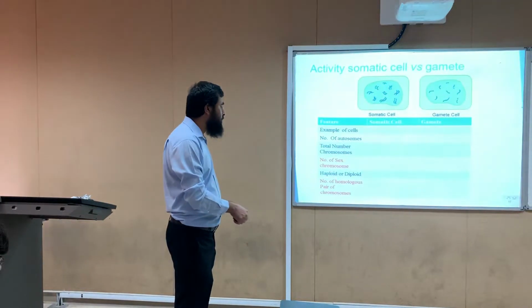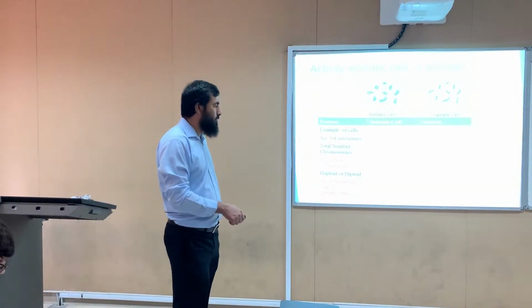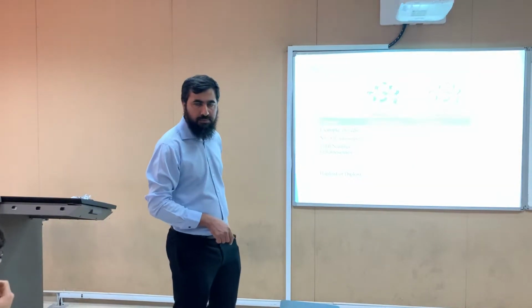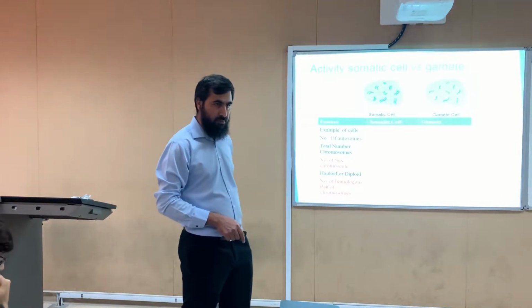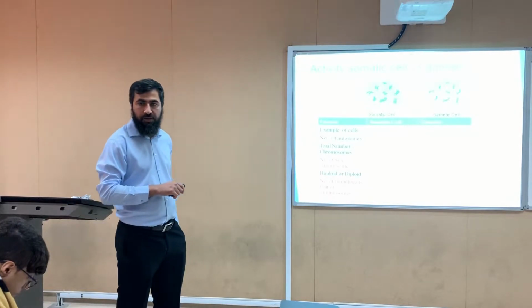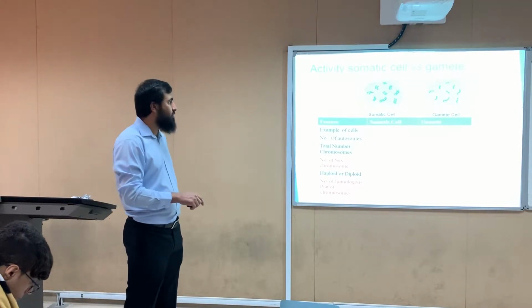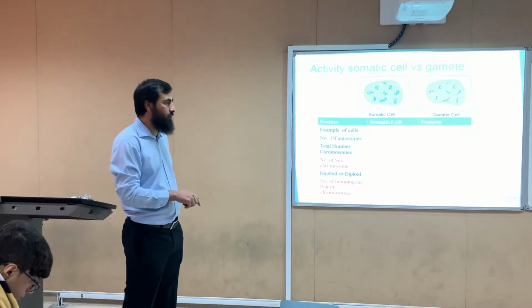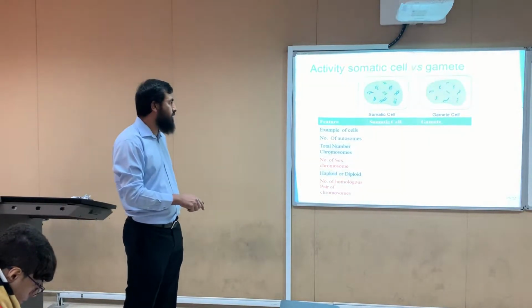What about in the gametes? Do we find homologous pairs? No, it's only 23 single, okay? So it's not homologous pairs there. Everybody good with that activity? So it's a good summary of what we just learned in the previous lecture.